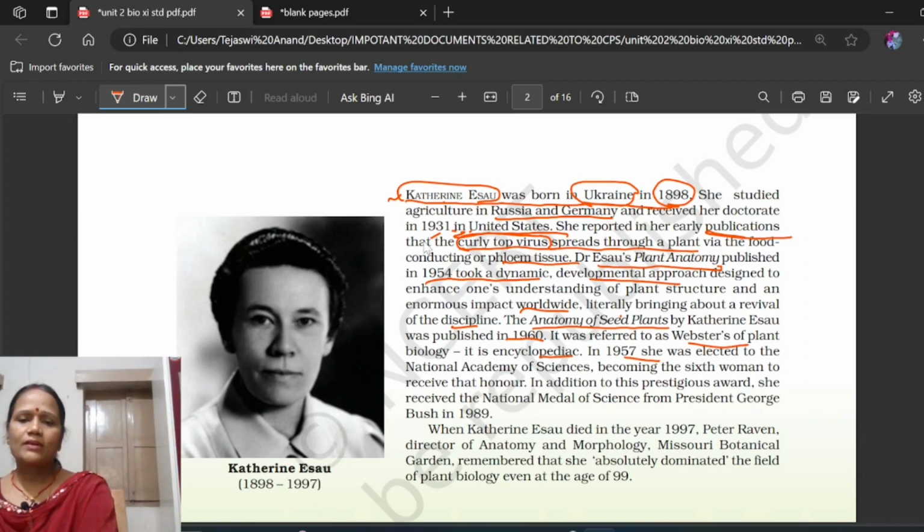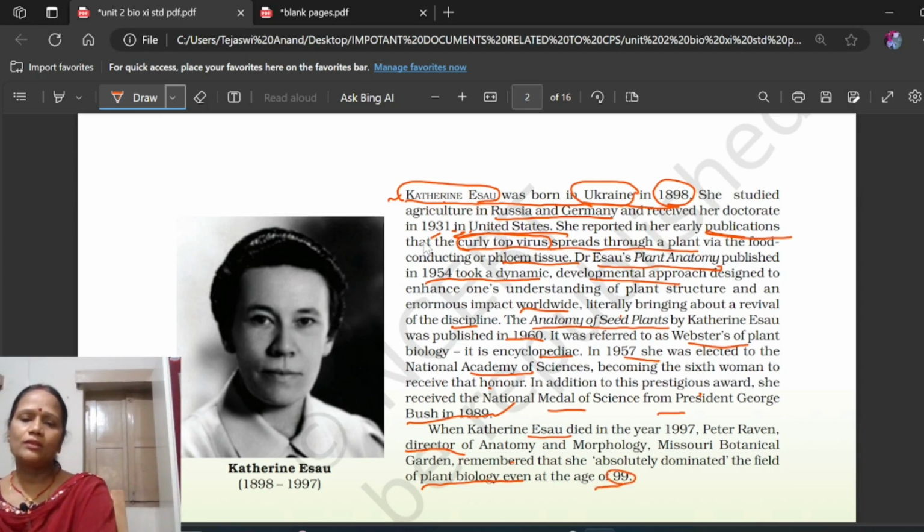In 1957, she was elected to the National Academy of Sciences, becoming the sixth woman to receive that honor. In addition to this prestigious award, she received the National Medal of Science from President George Bush in 1989. When Katherine Esau died in 1997, Peter Raven, director of the Missouri Botanical Garden, remembered that she absolutely dominated the field of plant biology even at the age of 99.